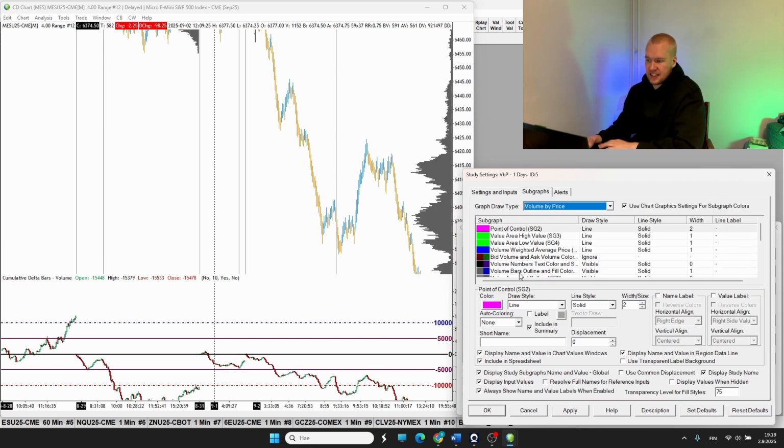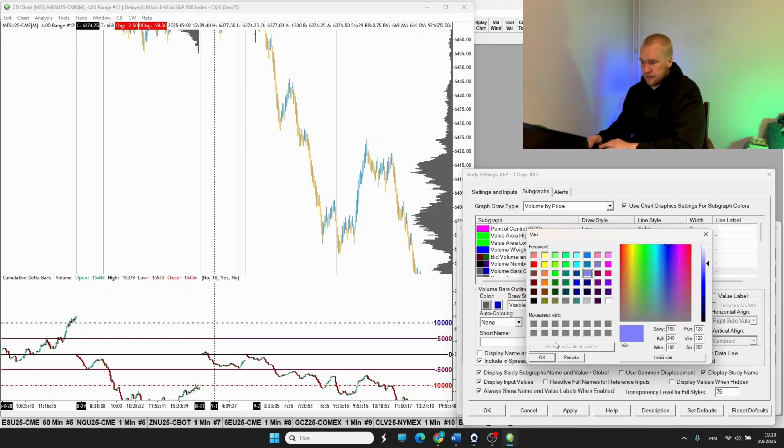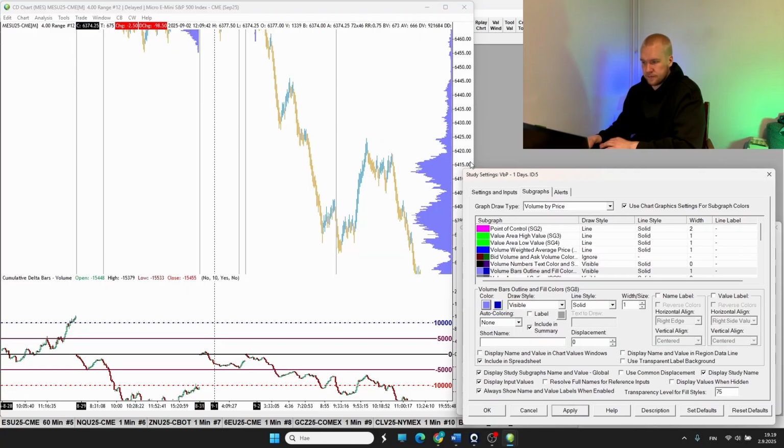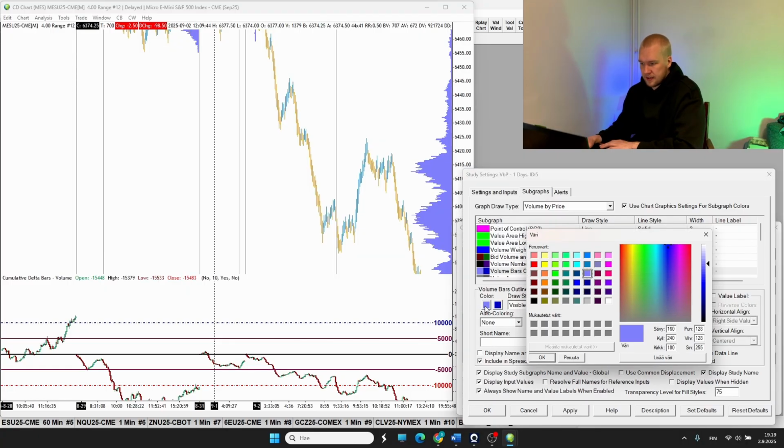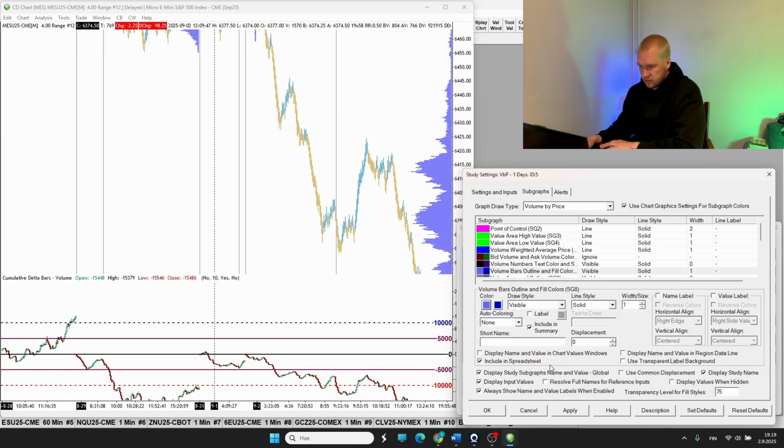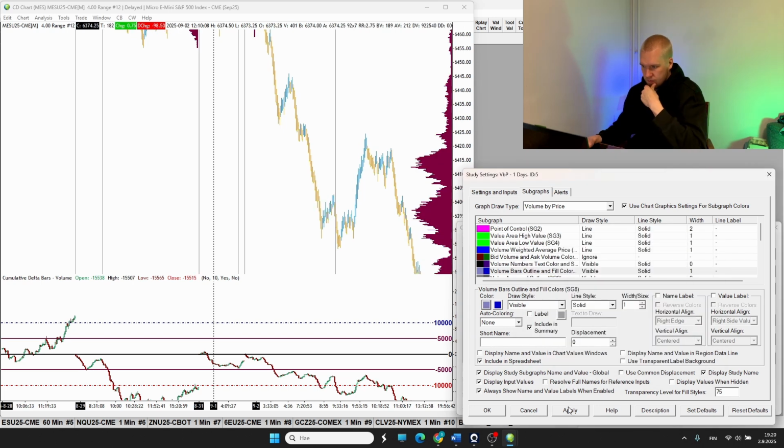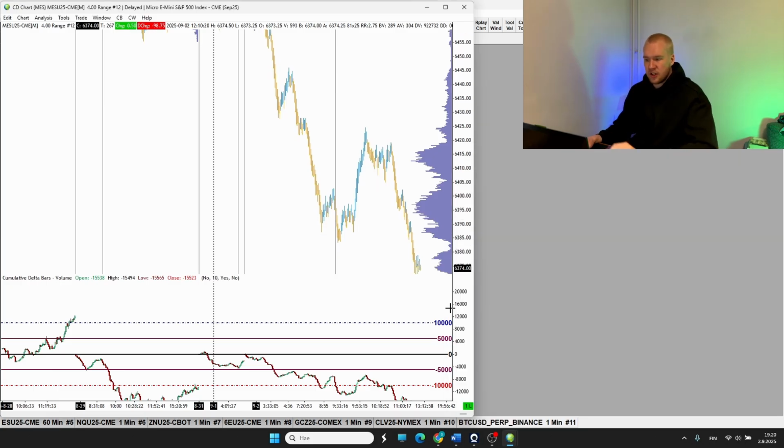And just lastly, we'll change the color a bit. It is this one here, so volume bars outline and fill color. And I don't know, let's try that. Pretty nice. Maybe a slightly darker. There we go. I think that's perfect now. So that's the chart right there.